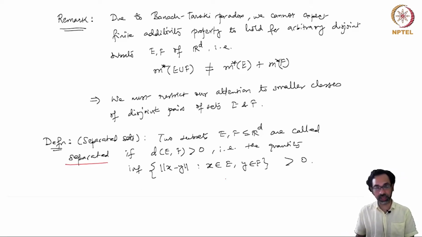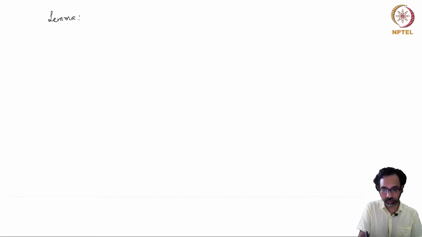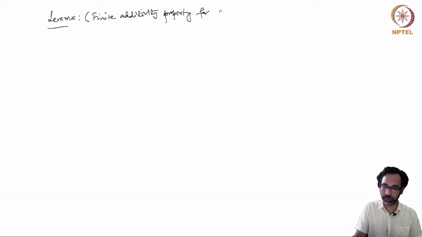Of course if this happens, one can also show that this implies that E and F are disjoint, because if E and F have a common point, then the Euclidean distance between that point with itself is going to be 0, so the infimum will be 0. So separated implies disjoint. So the next lemma establishes the finite additivity property for separated sets.